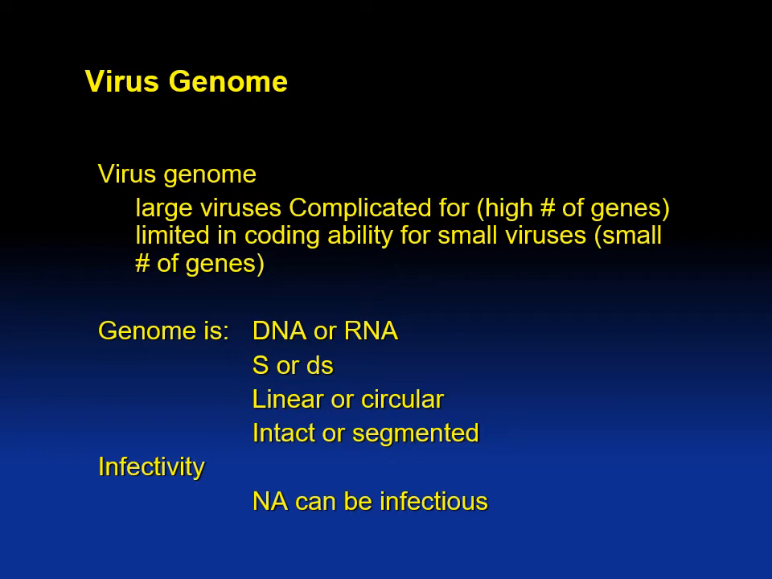Now, what we have seen also is that some of those viruses have either intact nucleic acid, meaning that the nucleic acid is one piece, or segmented, meaning that the nucleic acid is made of segments. Each segment usually would contain different genes that tend to provide different proteins for the virus.